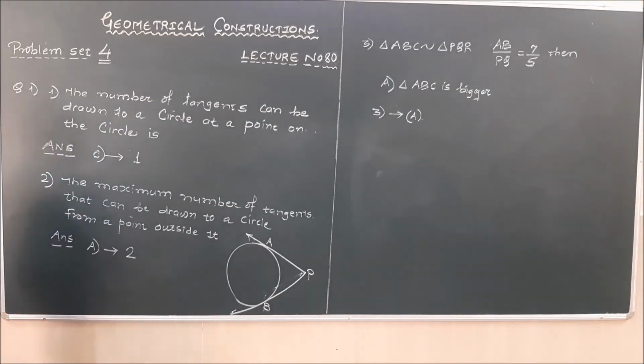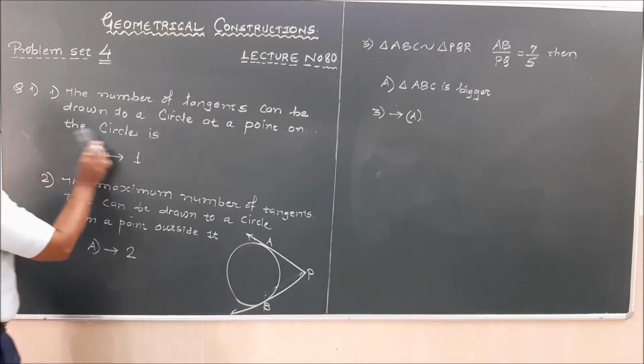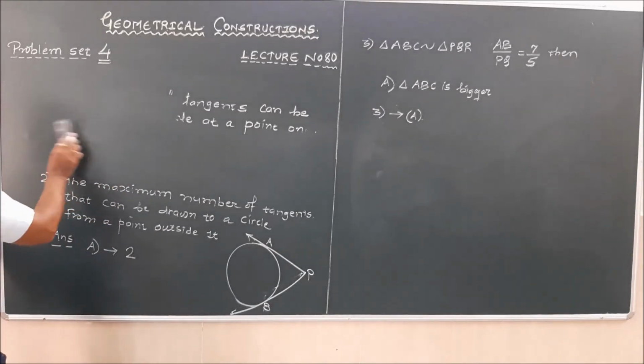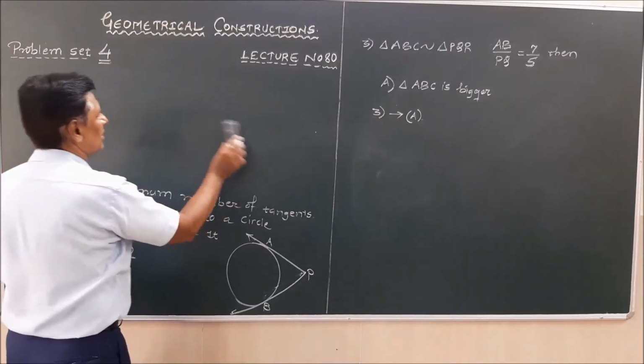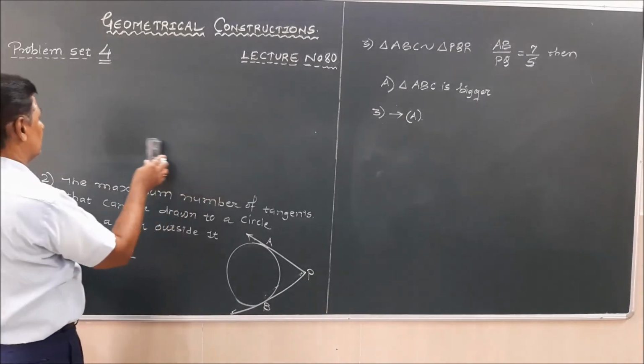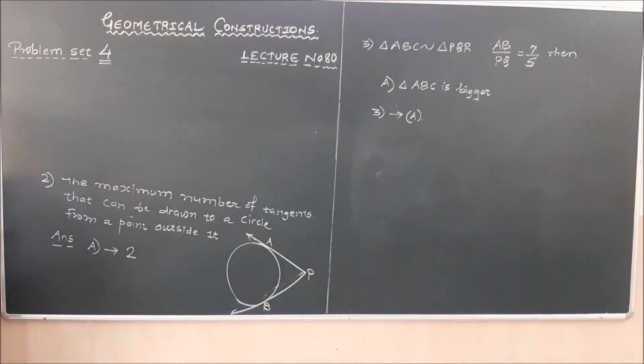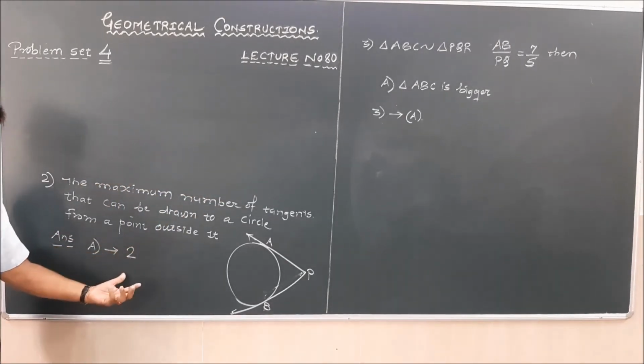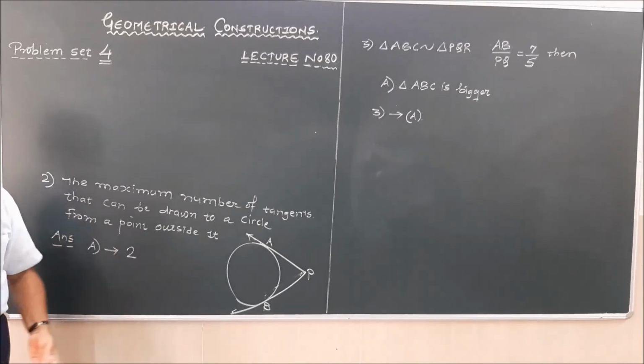All these questions are very simple. The first one: the number of tangents that can be drawn to a circle at a point on the circle is one and only one, because a tangent and a circle intersect each other in one and only one point. Second one: from an exterior point, how many tangents can you draw to the circle? Two tangents at most, not more than that.